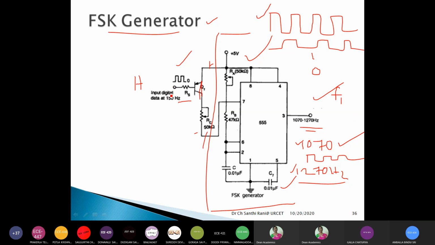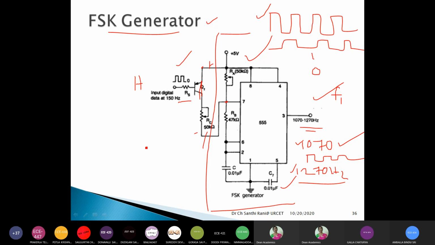Now, when the input goes low, what happens? This transistor will be in on condition, right? So it will be forward biased and in on condition. Now, if you observe, this is RC and this is RA, right? So RC and RA are both parallel resistors. Both are connected in parallel.